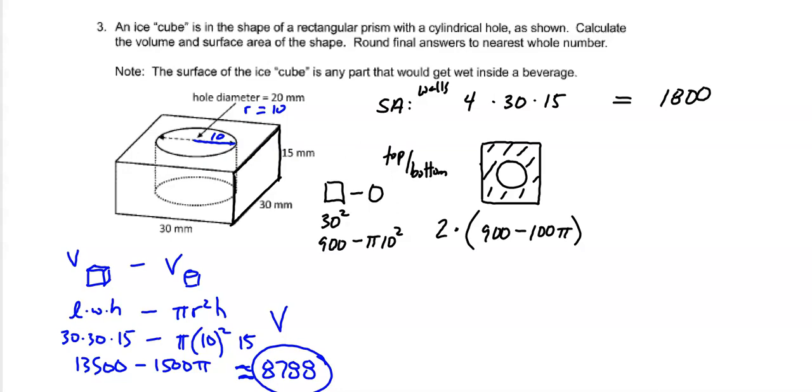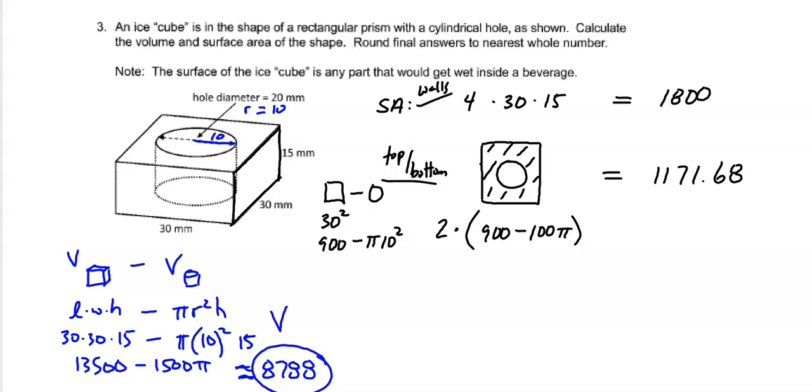So we have 2 times (900 take away 100π) equals... So I'm getting about 1171.68. So that was for the top and the bottom. So we got the walls, we got the top and the bottom.